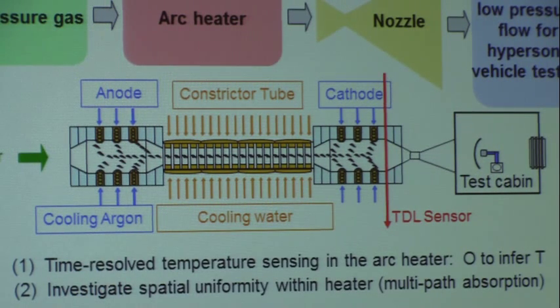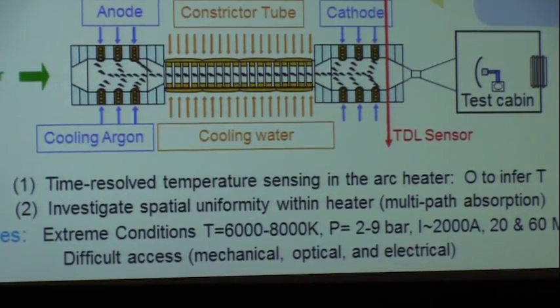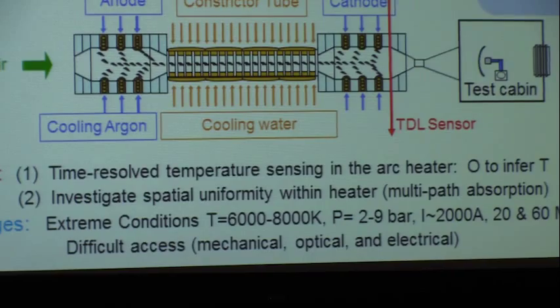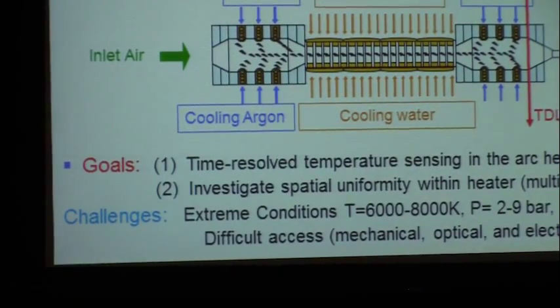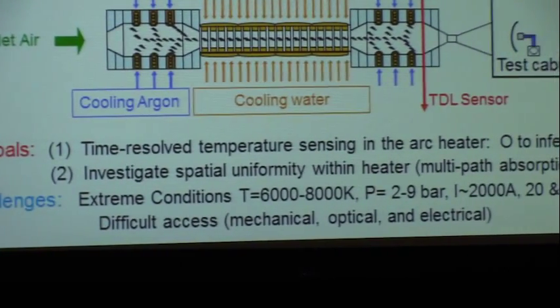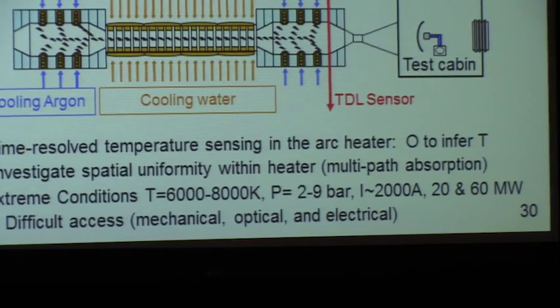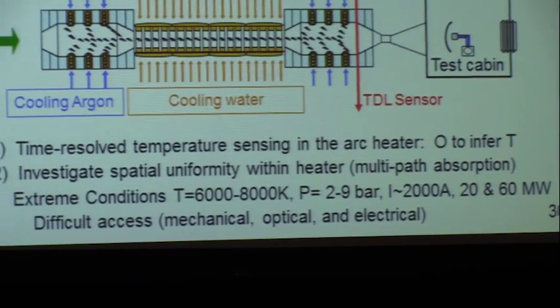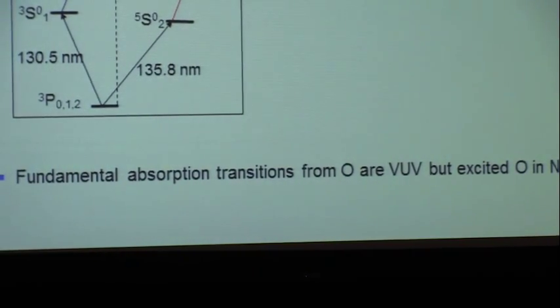We measured the time-resolved temperature by looking at the populations of the excited states of oxygen atoms. Take air and heat it to 7,000 Kelvin. The oxygen is dissociated into oxygen atoms, and those atoms are distributed amongst their allowed electron energy states. If we measure those populations, we determine the temperature. That's the idea. We've been doing this over maybe the last 6-7 years.